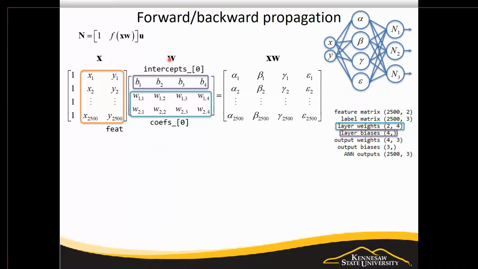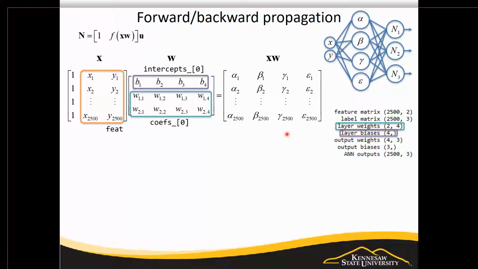Then we multiply those things together, and they multiply and sum to get me the sums for each one of the nodes. And just for simplicity, I went ahead and labeled these alpha, beta, gamma, and epsilon for the 4 nodes. And so I'm going to have an alpha, beta, gamma, and epsilon value for each one of the 2500 input points, samples. All right? So for each one of the x and y pairs, there's going to be a different alpha, beta, gamma, and epsilon, and they're going to fill this matrix that is the x times the w.